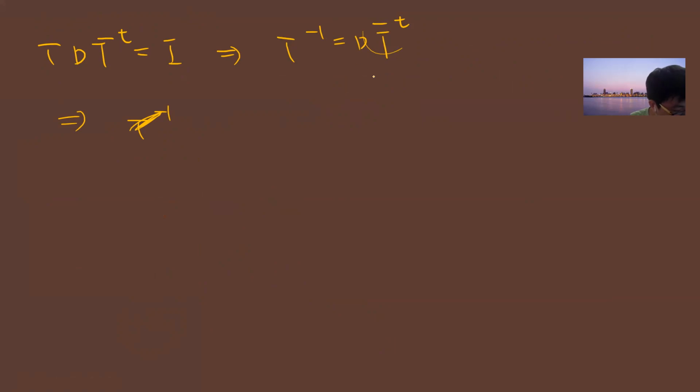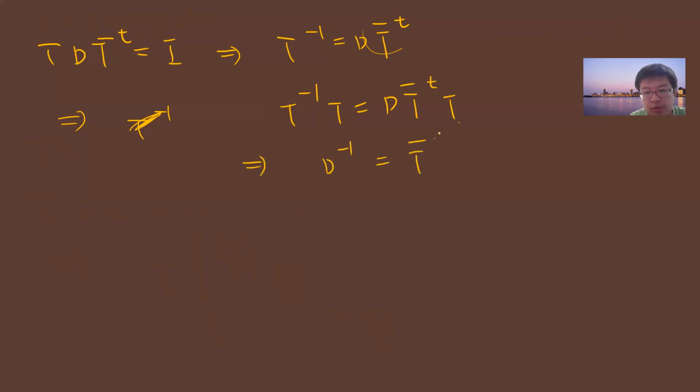Let's say you multiply by T from the right side. Okay, so let's multiply T on the right side, and multiply D inverse to the left-hand side. So D inverse, and this is identity, right? So it could become this.